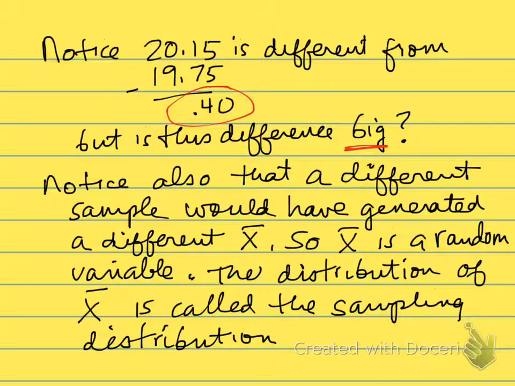Now, in thinking about whether it's big or not, it's important to notice that a different sample would have generated a different x bar, a different sample mean. So we can think about x bar as a random variable. It's a random variable because if we'd drawn a different sample, it would have taken on a different value. And every time we take a different sample, we'll get a different value for the sample mean, for x bar. So this x bar, this sample mean, will have a sampling distribution. Sometimes it'll be high, sometimes it'll be low, it'll be different every time.